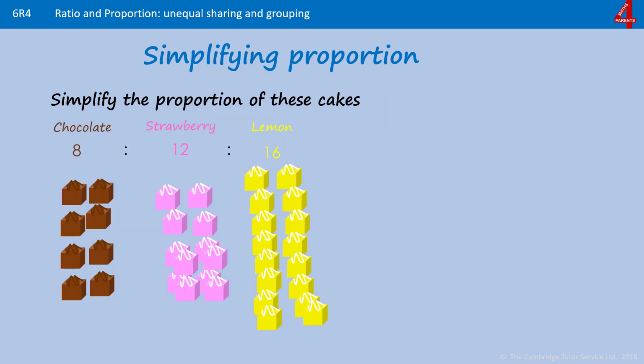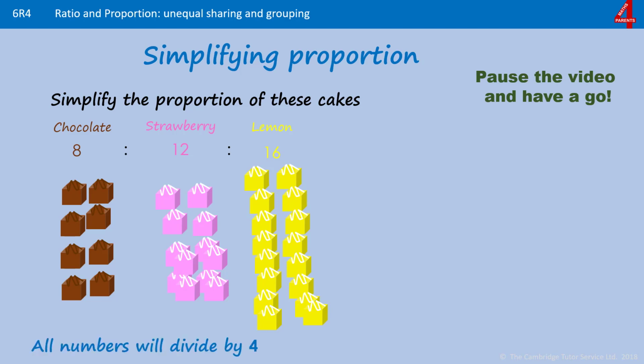This one is for you to have a go at. Again, we have 3 different things that you're comparing. 8 chocolate cakes, 12 strawberry and 16 lemon. And you're going to simplify the proportion. Pause the video, have a go, press play when you're ready for the solution.